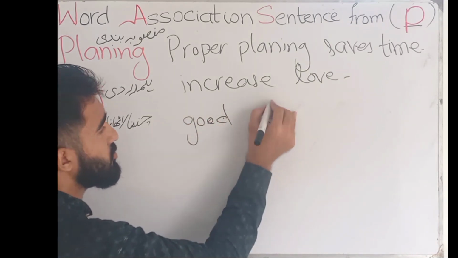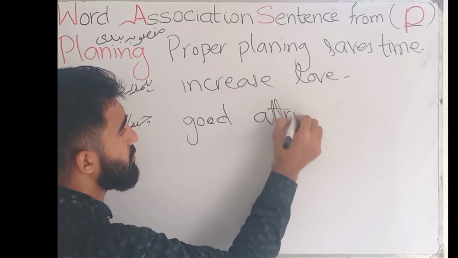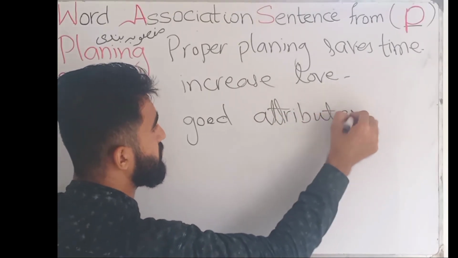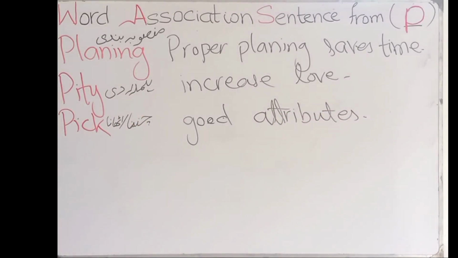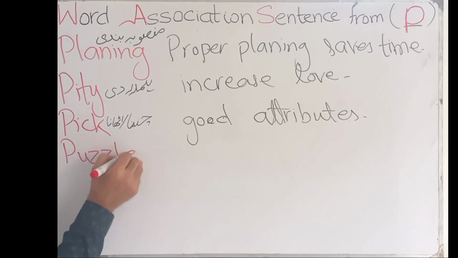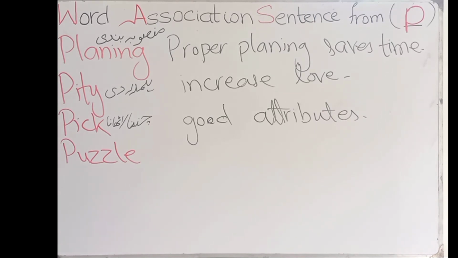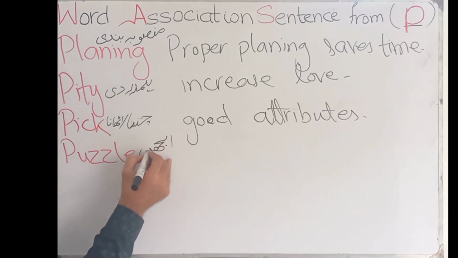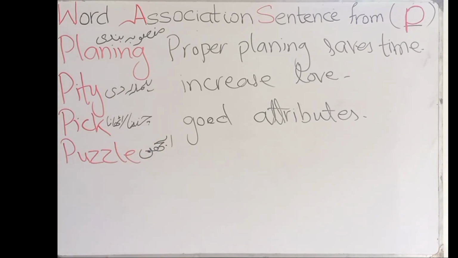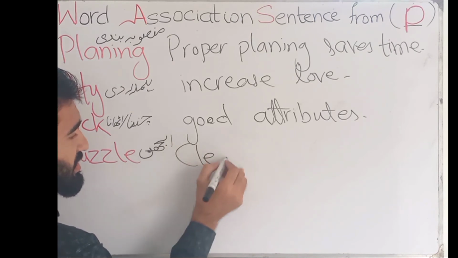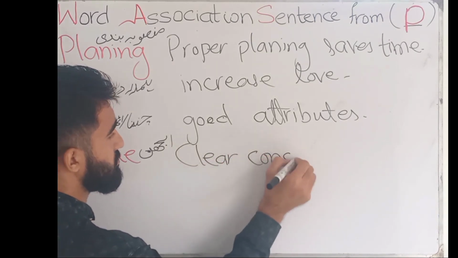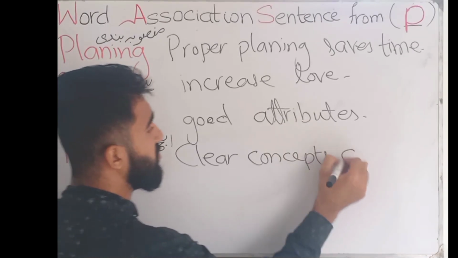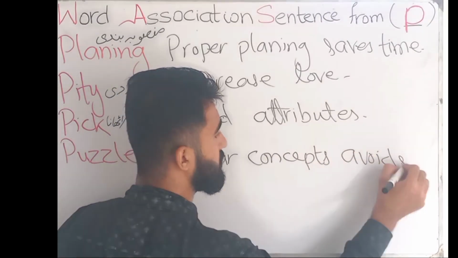The sentence of word pick is pick good attributes. The next word is puzzle. Its meaning in Urdu language is uljhan. The sentence of word puzzle is clear concepts avoid puzzle.